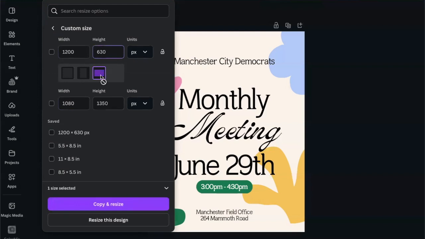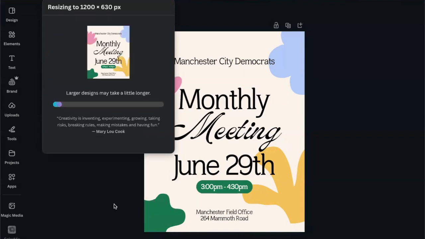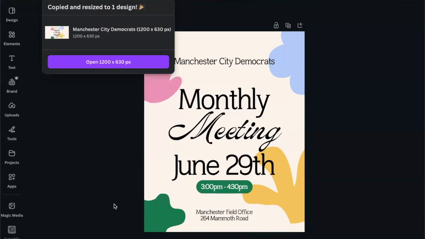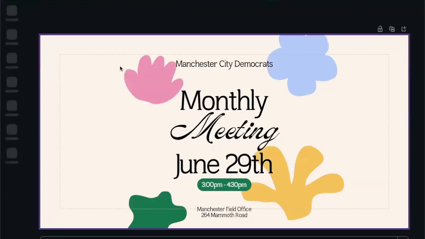You'll see it will automatically select if this is a landscape, portrait, or a square size. Then you want to check it, and then you want to make sure, this part always messes me up, you want to make sure you hit copy and resize, not resize this design. Otherwise, all the work you just did making that Instagram is now gone. So you want to make sure you hit copy and resize. So it uses AI to recreate this picture. And once it's ready, you'll see here it says open the 1200 by 630 pixel version. So just click on it and it already has it open.